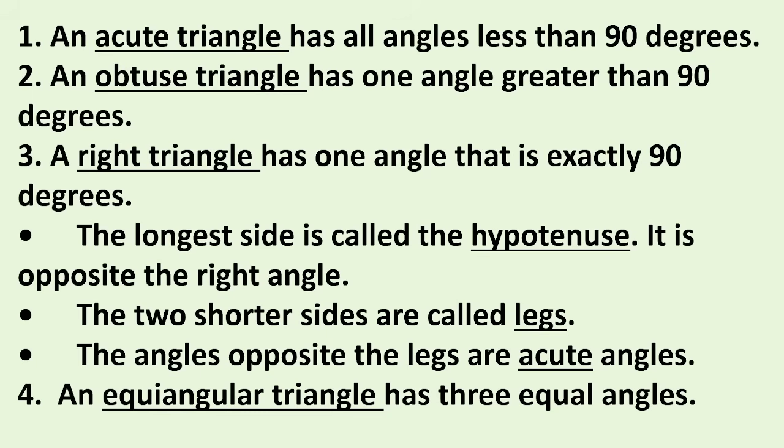It is opposite the right angle. The two shorter sides are called legs. The angles opposite the legs are acute angles. An equiangular triangle has 3 equal angles.